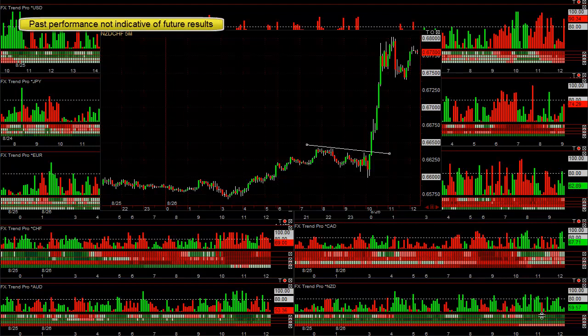Notice on this pullback right here, there was really no weakness in the New Zealand. We only had just a tiny amount of strength that came in the Swiss, and it didn't affect the intermediate, the daily, the weekly trend whatsoever. So it's a pretty decent pullback right here, and you could have quite easily made 20-25 pips on that one as well.